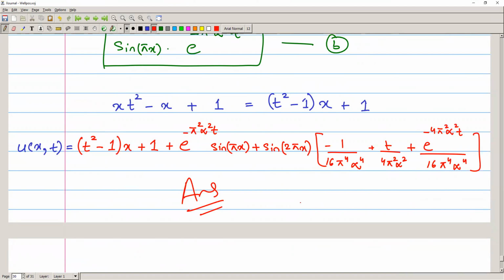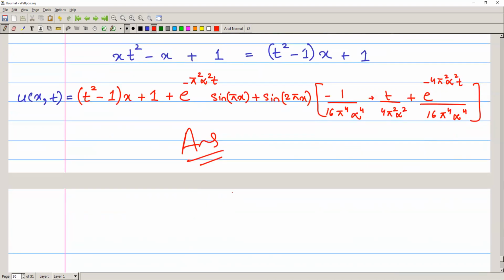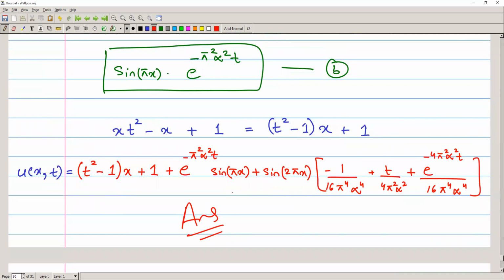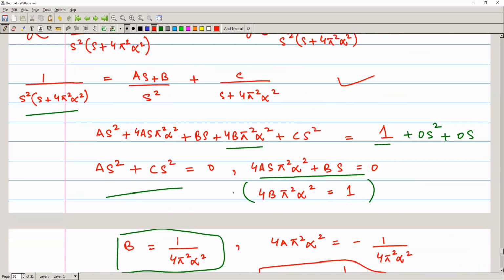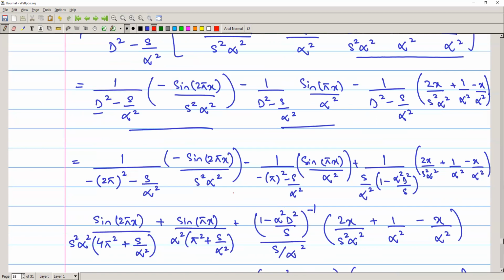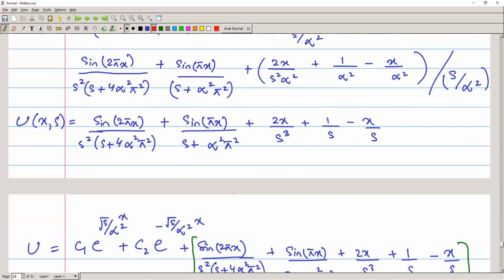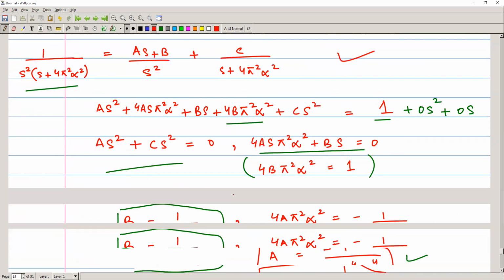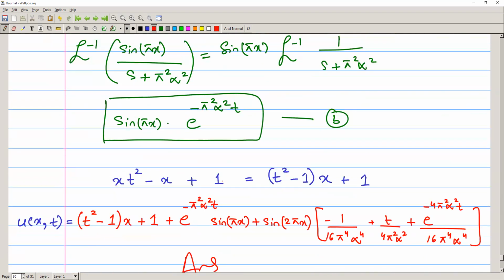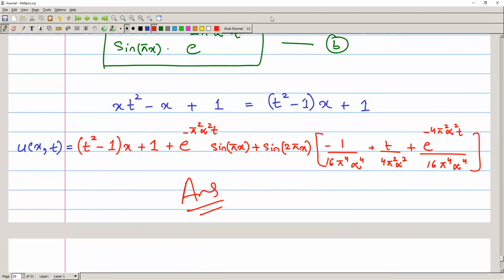And now we will talk about some more problems. In the next lesson, we will take some more examples on this topic, right? So we used Laplace transform for solving the heat equation. Thanks for watching the lesson.